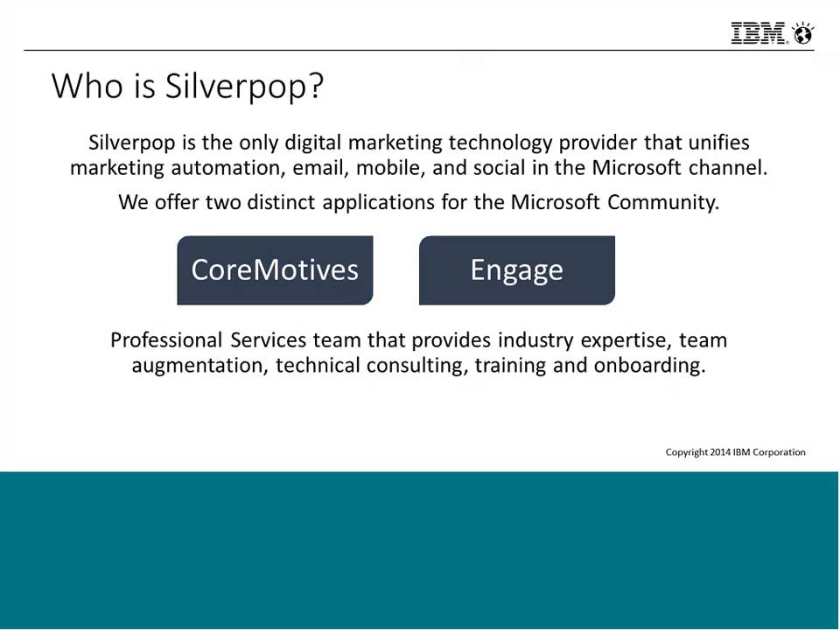So who is Silverpop? Silverpop is the only digital marketing technology provider that unifies marketing automation, email, mobile, and social in the Microsoft channel. We offer two products, Coreimus and Engage. As I mentioned, Coreimus is what we'll mainly focus on today. That is our Microsoft Dynamics focused product, and then we also have Engage. And sure enough, as Scribe was going right before us, we actually leveraged Scribe for our Engage platform, having that connector to Microsoft Dynamics CRM.